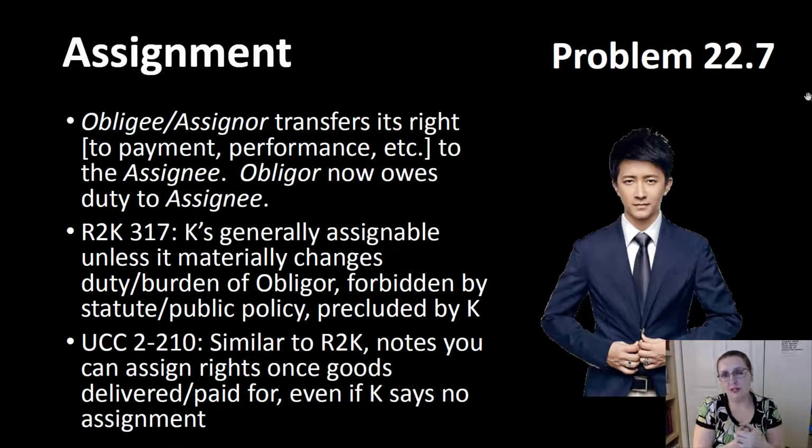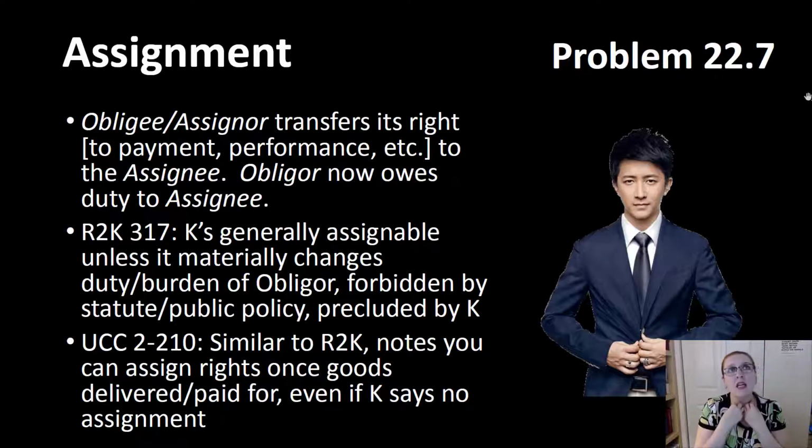The R2K 317 standards are basically default assignability. We saw that in Masterson v. Sine. Few exceptions. Does the assignment materially change a burden by the obligor? Does it make what they owe different in some way? Is it somehow forbidden by a statute or public policy? Or, and here's the one most common, is it precluded by a contract?